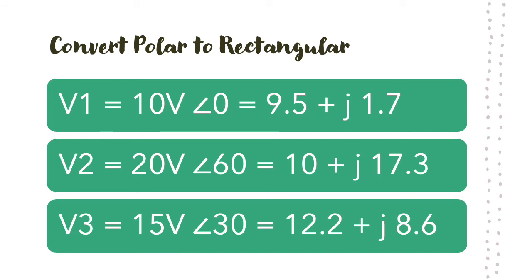The addition and subtraction of complex numbers is best performed in rectangular form. So, our next step will be to convert voltages 1, 2, and 3 from polar form to rectangular form. Voltage 1 with a magnitude of 10 volts at a phase angle of 0 becomes 9.5 plus j1.7. Voltage 2 with a magnitude of 20 volts at a phase angle of 60 becomes 10 plus j17.3. Voltage 3 with a magnitude of 15 volts at a phase angle of 30 becomes 12.2 plus j8.6.